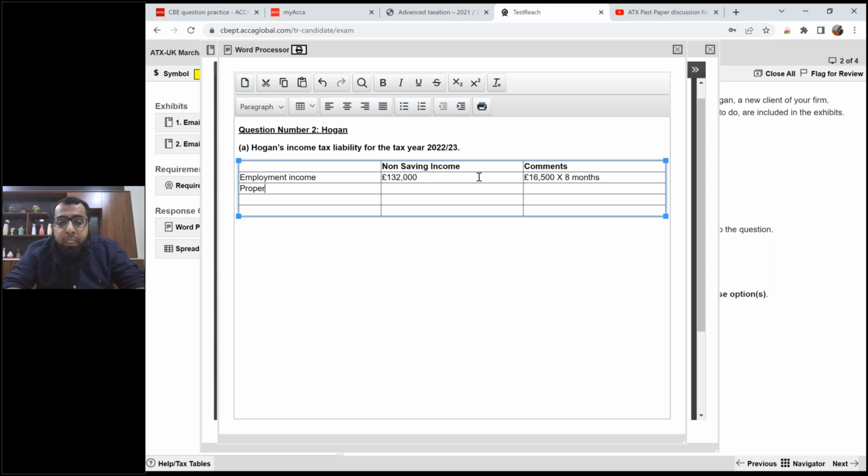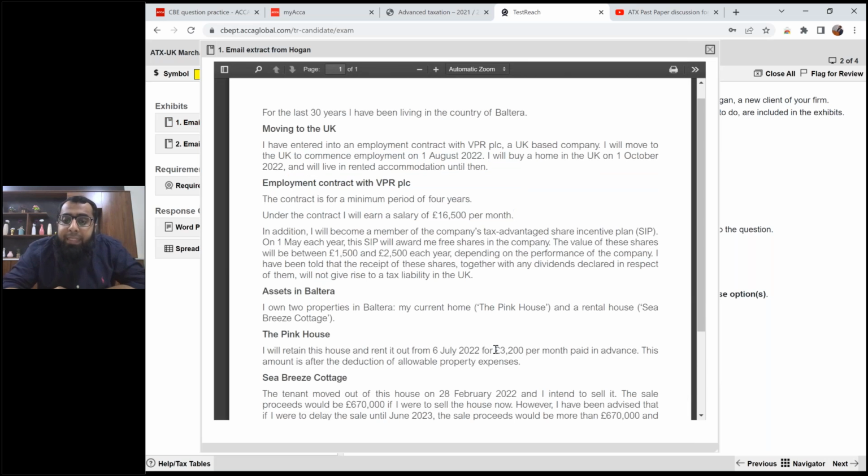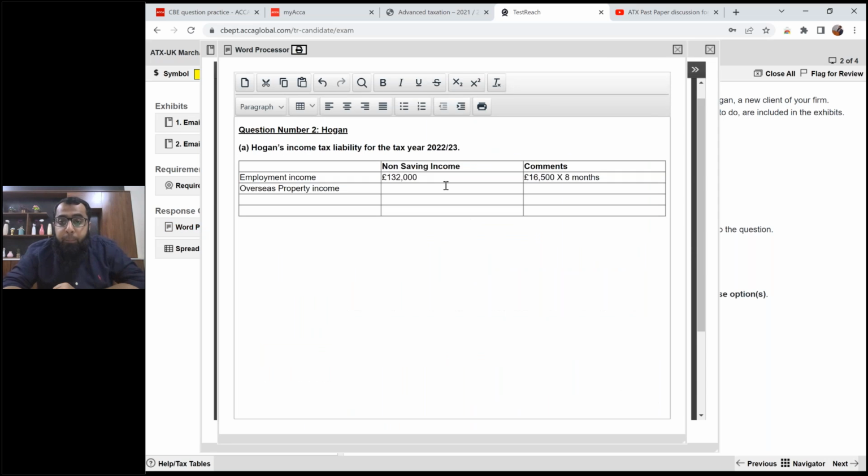Then there will be property income, overseas property income. Okay, what is the amount of overseas property income? It's £3,200 per month. The property income has started from July 22, but I will not take it from July. I will take it from the date we became resident. So we will take it for 8 months only. It was 3,200, sorry.